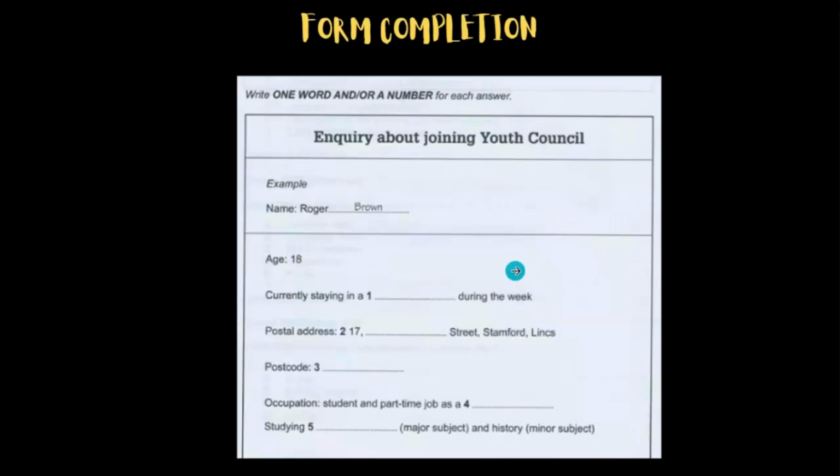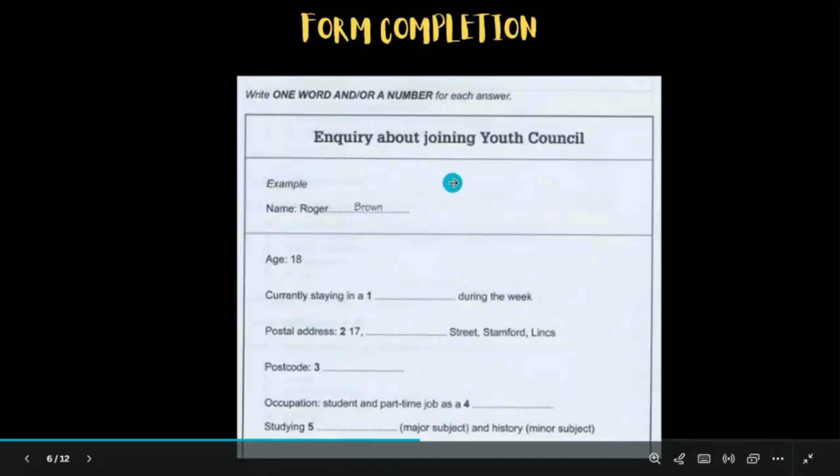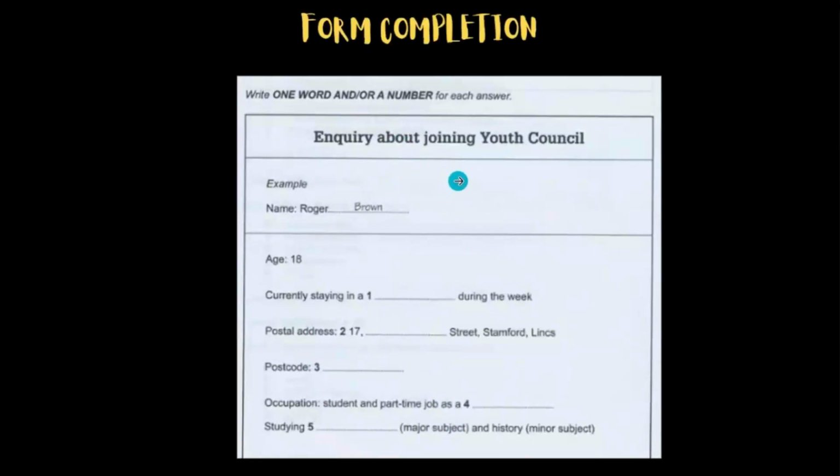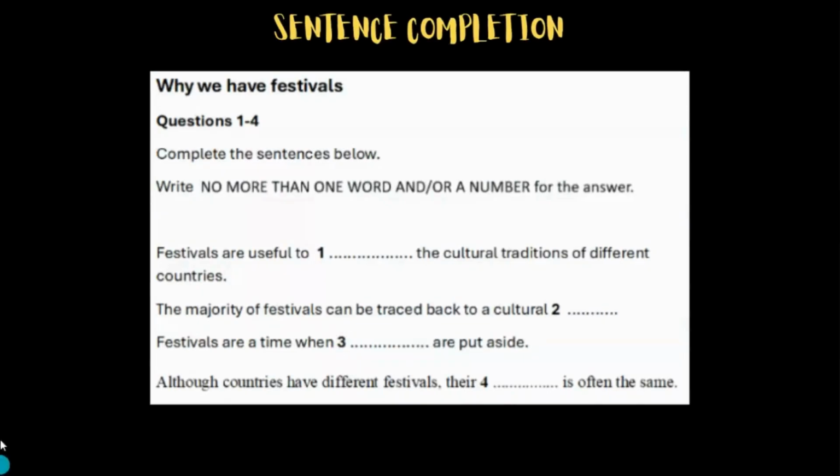Third comes form completion. Form completion is usually in the first part of the listening test, where you see a form to fill in about joining somewhere or going on some trips. So here you can see an inquiry about joining a youth council. Here we will listen and we will be filling up this form. For example, currently staying in a dash during the week. So it might be the name of a hotel, it might be the name of a place. So we should be aware all the time and fill up the form completion accordingly.